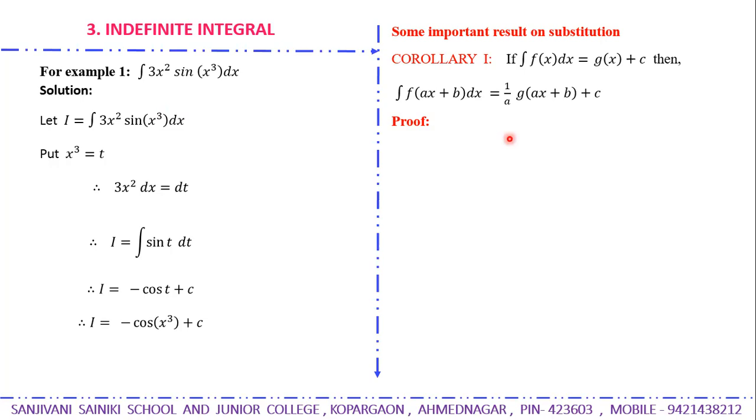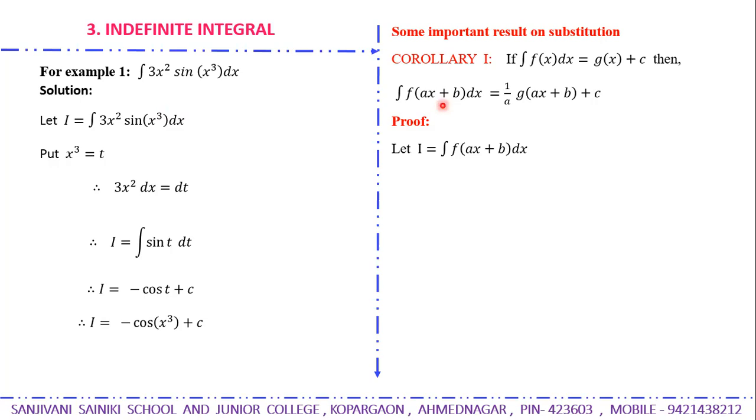For this I will give an example. You know the integral of x raised to n is x raised to n plus 1 upon n plus 1. So if I replace that x by ax plus b, then you will get the integral of ax plus b raised to n is ax plus b raised to n plus 1 upon n plus 1 into 1 upon a. Those formulas were obtained with the help of this corollary.